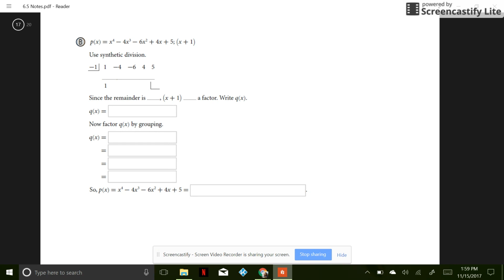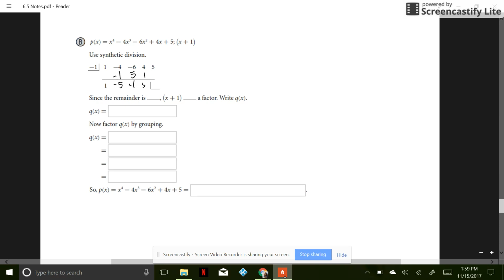So for this one here, we're going to use synthetic division. So you bring down the 1, then we multiply. -1 times 1 is -1. Add -4 plus -1 is -5. Multiply. -1 times -5 is 5. Add -6 plus 5 is -1. -1 times -1 is a positive 1. 4 plus 1 is 5. Multiply. -1 times 5 is -5. 5 plus -5 is 0.